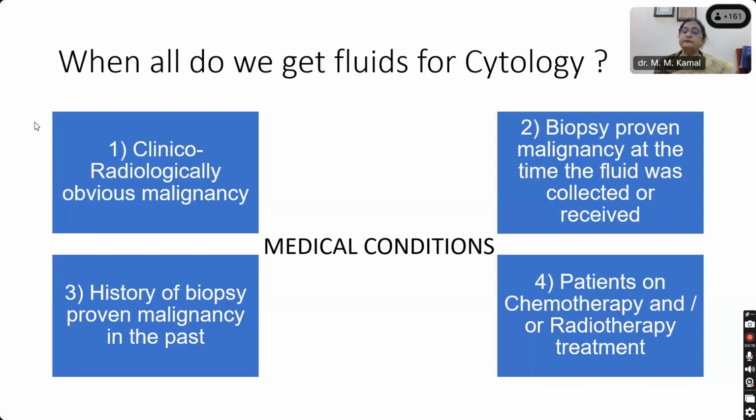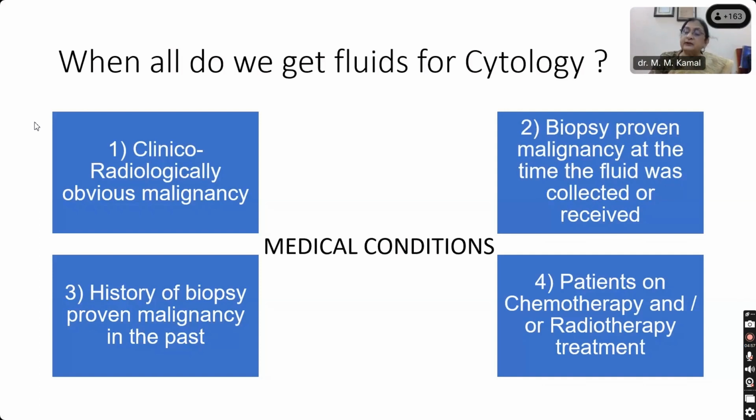Second situation? Biopsy proven malignancy at the time the fluid was collected or received. The next situation? Third is history of biopsy proven malignancy in the past. Now, what is the difference between these two? Any secondary cause, maybe TB, malignancy. No, we are talking about frank malignancy. Here, in the second situation, the biopsy was taken and the patient came along with a growth and presented along with effusions in any of the body cavities.